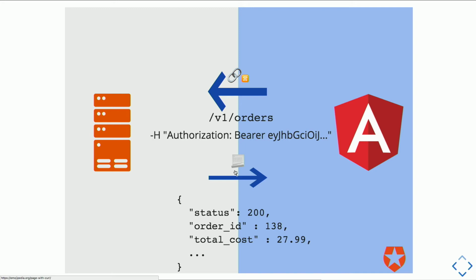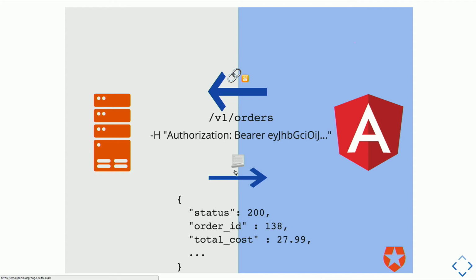Now for any subsequent request that comes from our Angular application, we're going to want to append this token to the request. Our server is going to validate it every single time and make sure that the user still has permission and this token isn't expired. As long as those criteria are met, we're going to return back valid data. Otherwise, we're going to return a 401 or redirect the user to the login page.